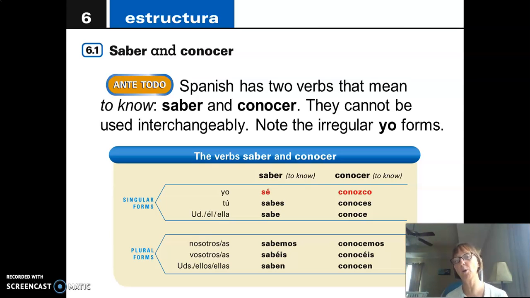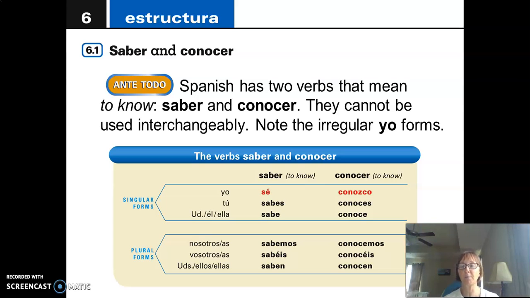But when I say that I know a person, like I've met them or I'm acquainted with them, then I use conocer. Por ejemplo, yo conozco a la profesora de inglés. I know that person. Or I might say that I'm familiar with an area. Yo conozco Costa Rica muy bien. Because I'm familiar with a particular place. I have a knowledge of it. I'm not saying that I know a specific fact, but just that I have a familiarity with the area.